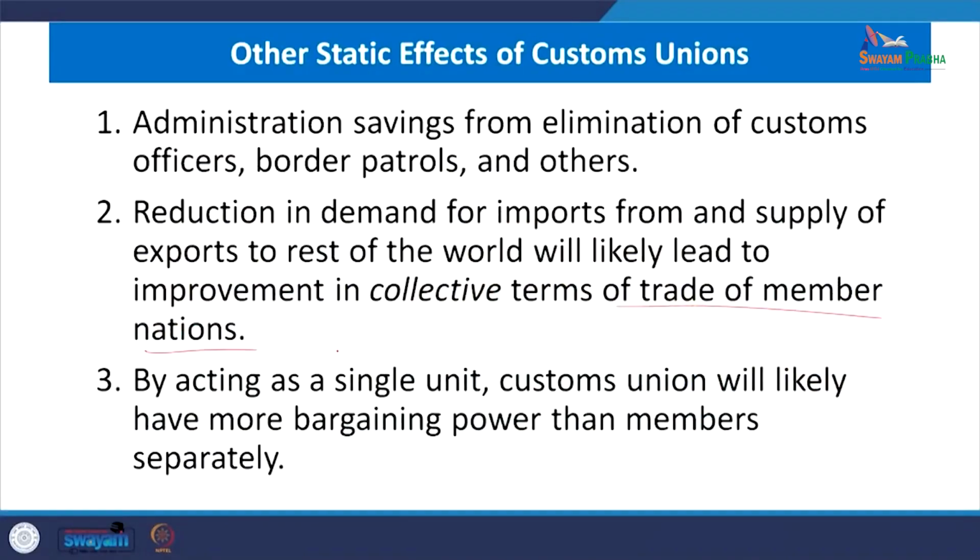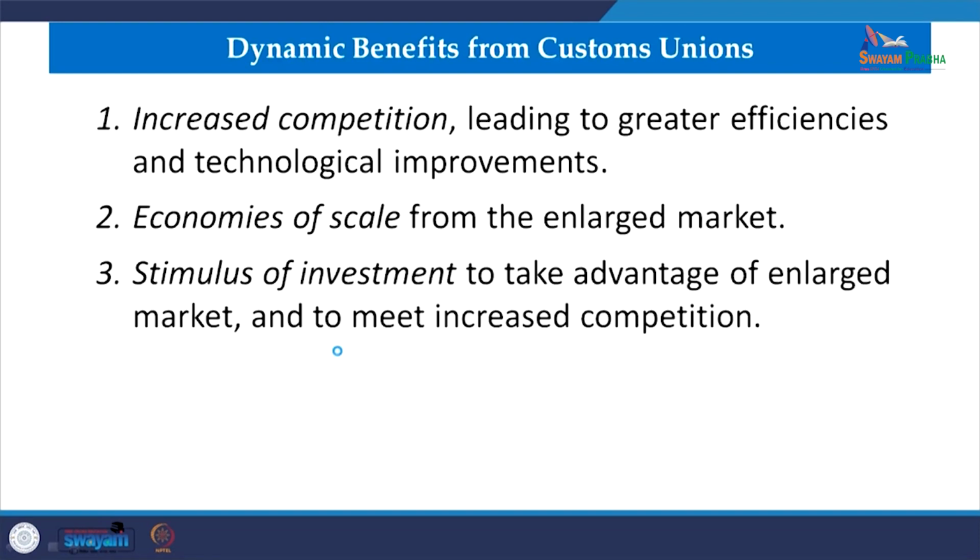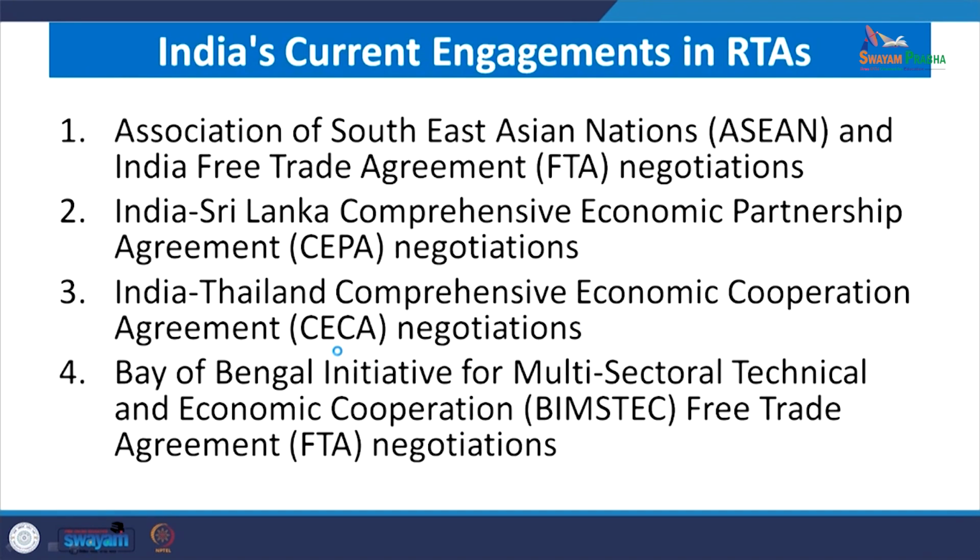Now, after formation of the group, a bigger group is defined as a larger country, and the larger country actually gets a better format. By acting as a single unit, a customs union will likely have more bargaining power than member nations separately, as I mentioned. So, once again, these are the ways where a customs union derives dynamic benefits in terms of competition, economies of scale, stimulus of investment, and better utilization of community resources.